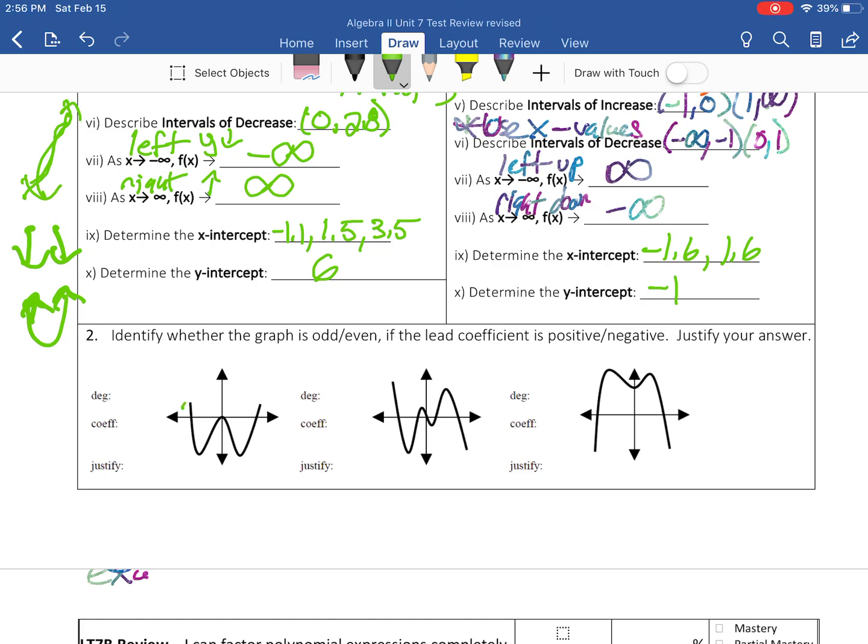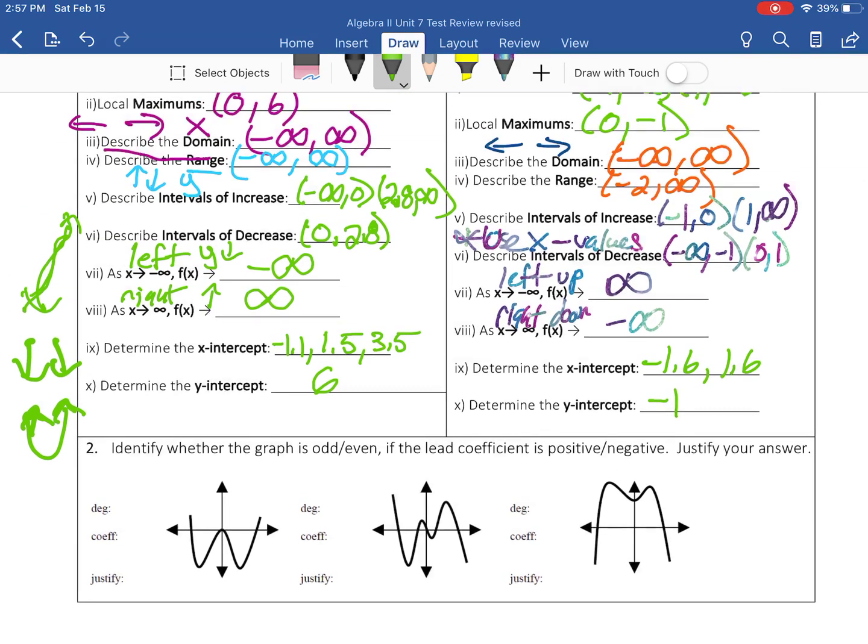So for this one right here, I'm noticing that both of the arrows are going up. So my degree is going to be even. Because it's up, and my coefficient, well, they're both going up, so this is going to be positive.